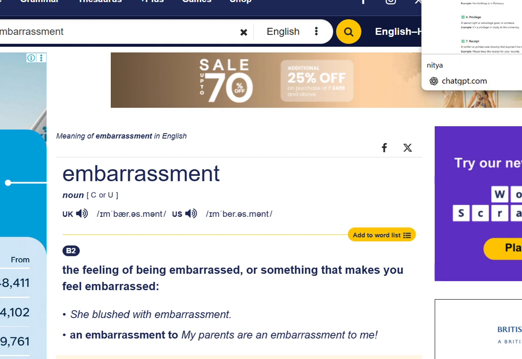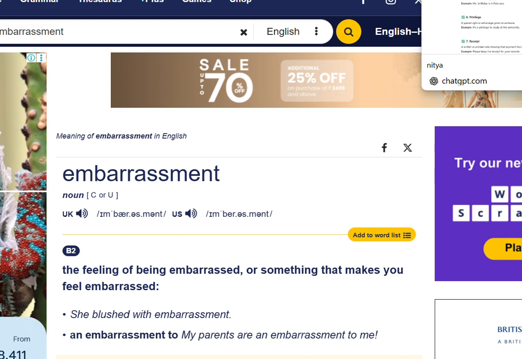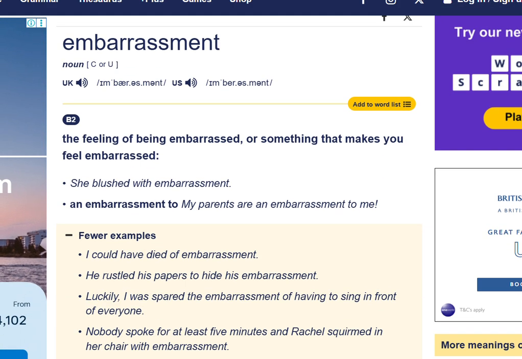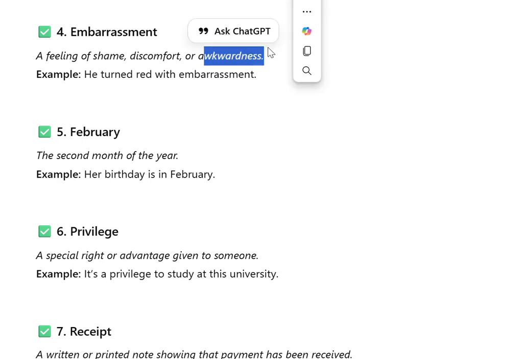Embarrassment is the feeling of being embarrassed, or something that makes you feel embarrassed. We can say a feeling of shame, discomfort or awkwardness. Please make sure you also learn this word. Awkwardness means feeling really shy or uncomfortable, like strange. I felt shame when I went to the park and I fell down. So, yes, you felt embarrassment.